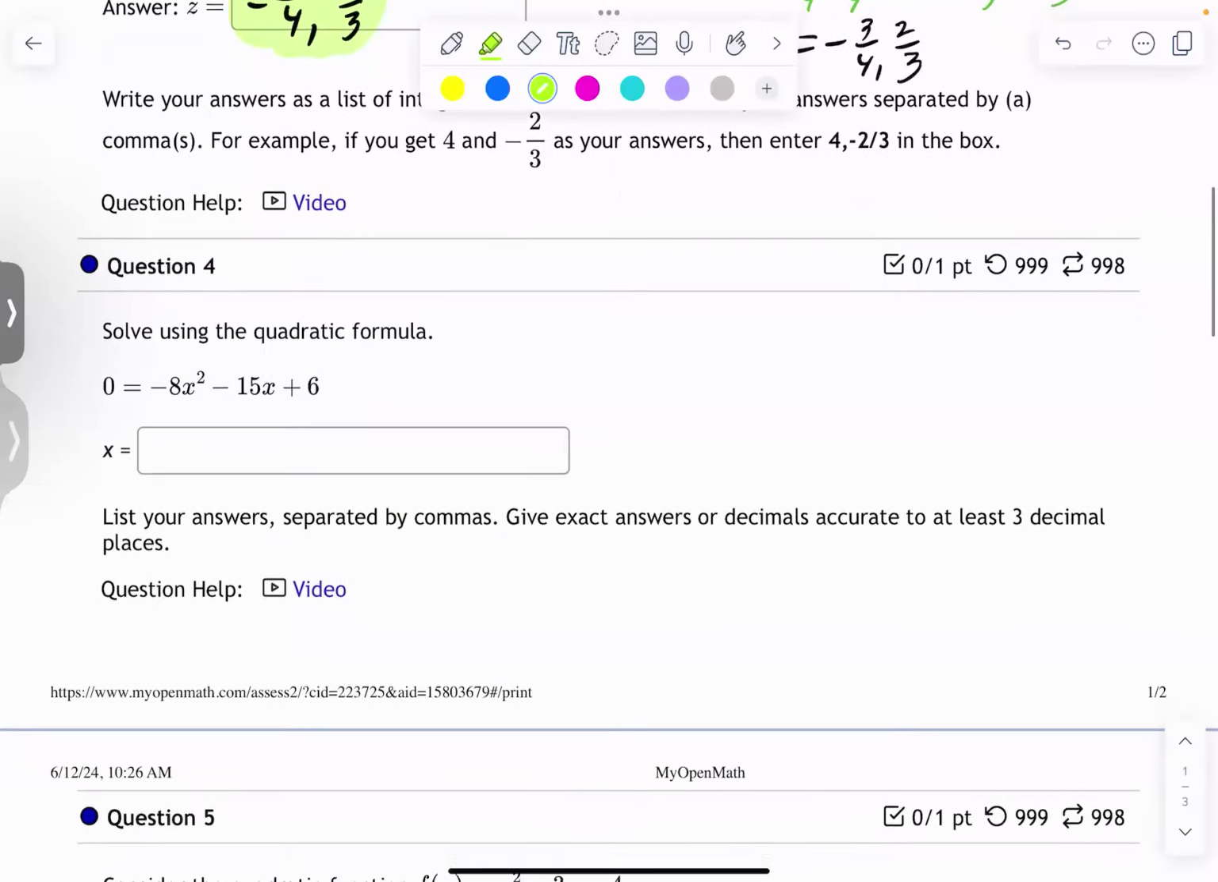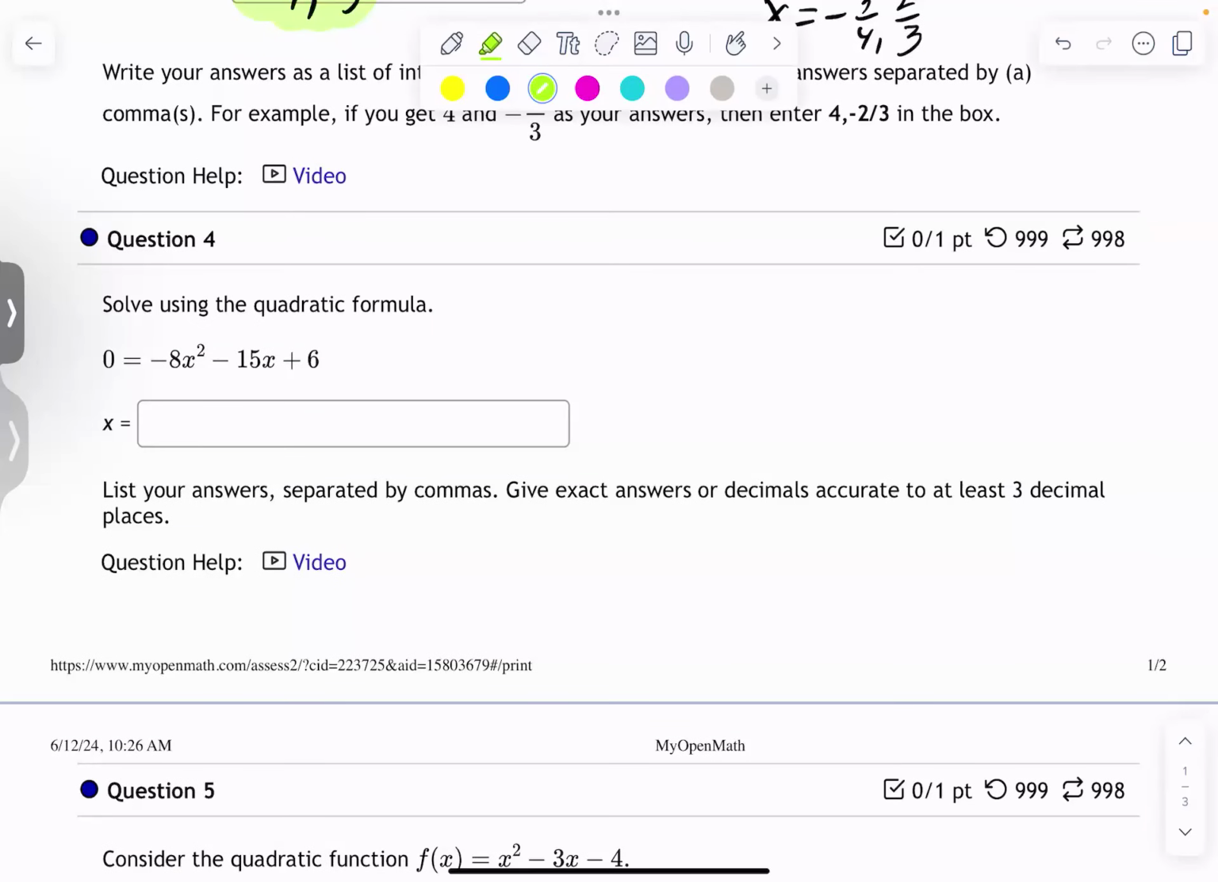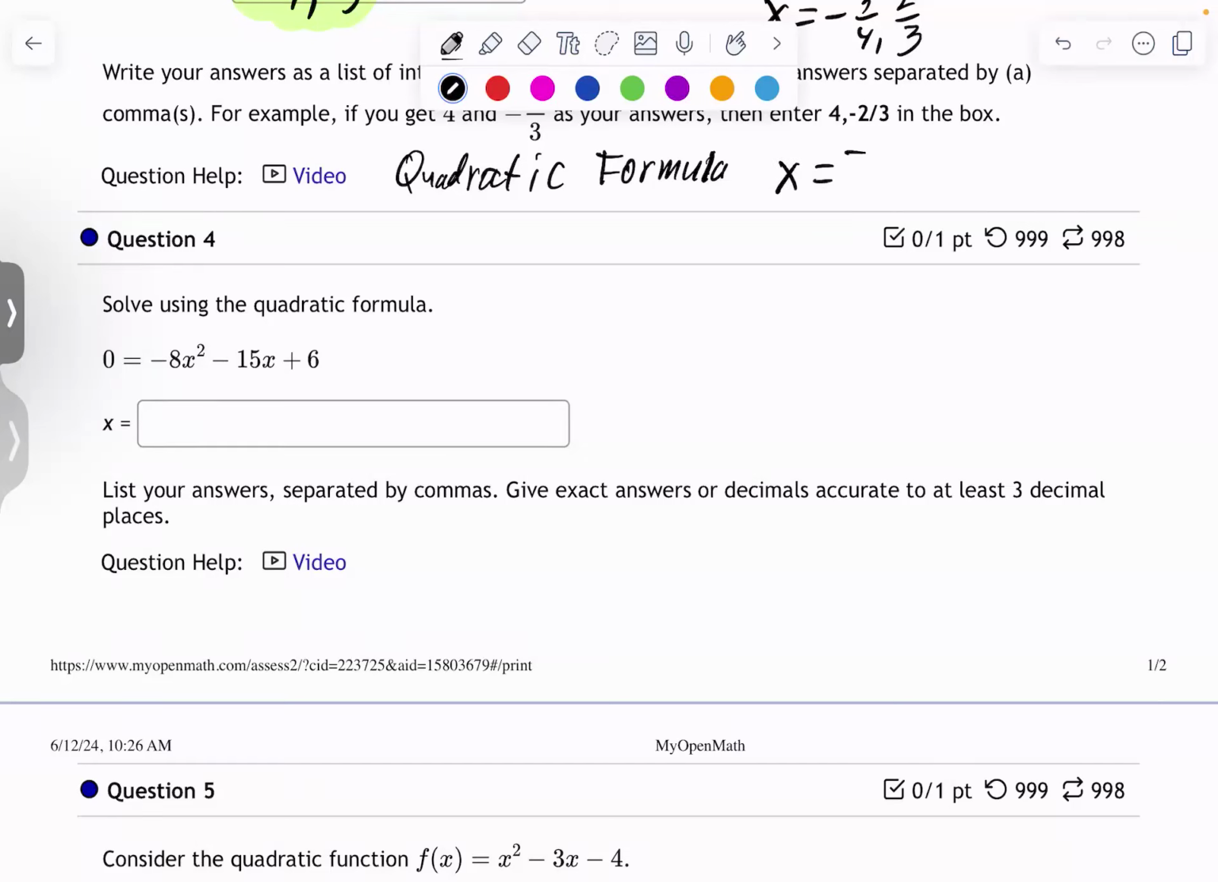All right, so now we are to a place where we cannot factor. So we're going to use something called the quadratic formula. And it says that to solve for x, we're going to get negative b plus or minus the square root of b squared minus 4 times a times c, all divided by 2 times a.